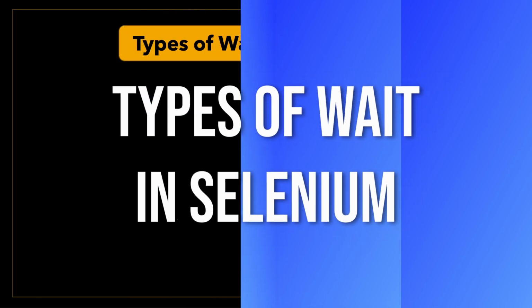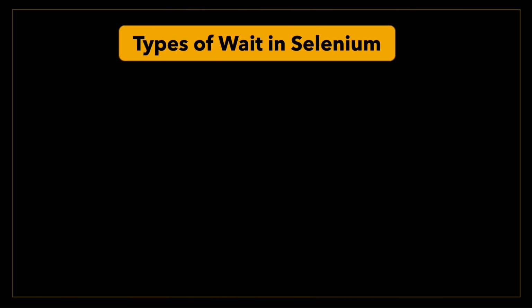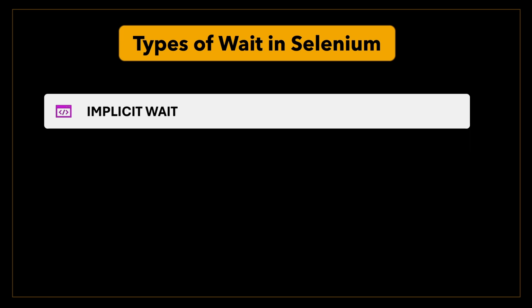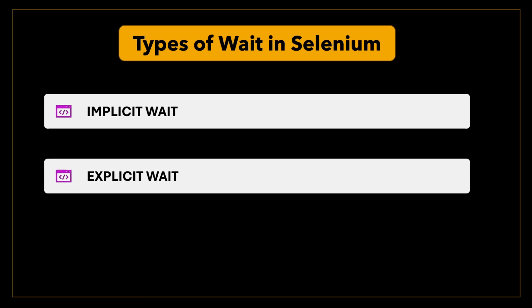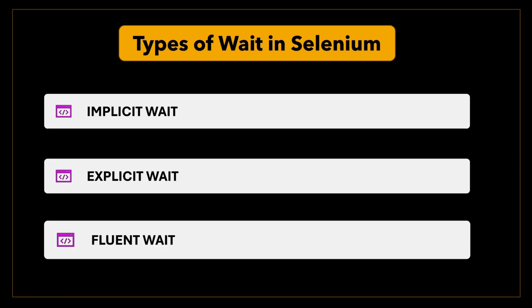Selenium WebDriver provides different types of waits to manage the synchronization between the test script and the web element on the web page. As we saw, this is essential when dealing with dynamic web content, as it ensures that the script does not fail due to elements loading at different times. There are three main types of wait provided by Selenium. First is implicit wait, then explicit wait, and fluent wait, which is an advanced form of explicit wait. So let's have a look at each of these in detail.